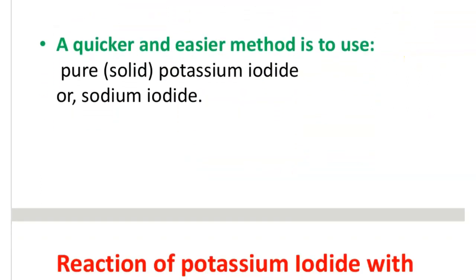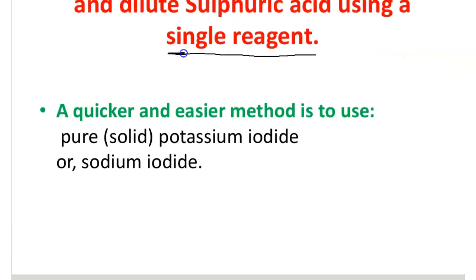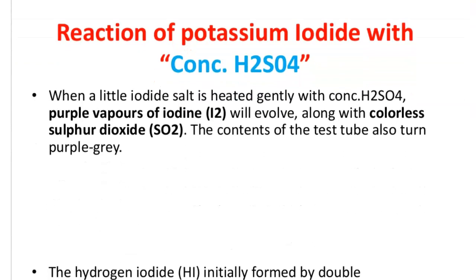To discuss this concept, we are going to take a single reagent, and that single reagent can be pure potassium iodide or sodium iodide. You can take either of them. We'll start with taking potassium iodide. So let's see how it goes. The reaction of potassium iodide with conc H2SO4: if we take conc H2SO4 and treat this with potassium iodide, let's see how the reaction goes.